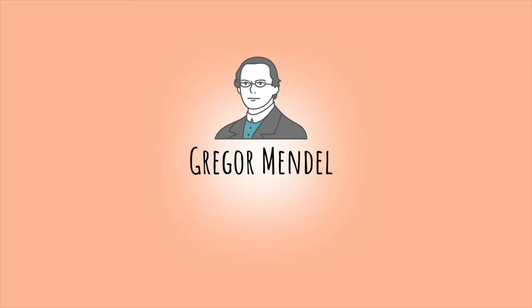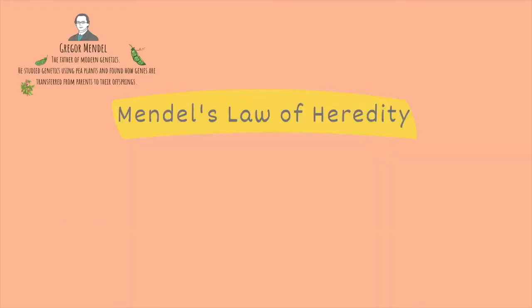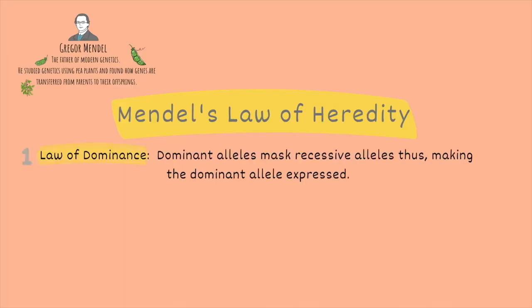Gregor Mendel is the father of genetics, and he studied genetics using pea plants. He found how genes are transferred from parents to their offspring. So you must be familiar with Mendel's laws of heredity. There are three in total. The first is the law of dominance. It states that dominant alleles mask recessive alleles, thus making the dominant alleles express.